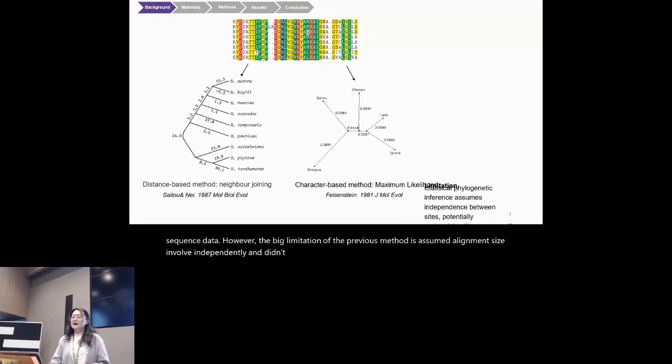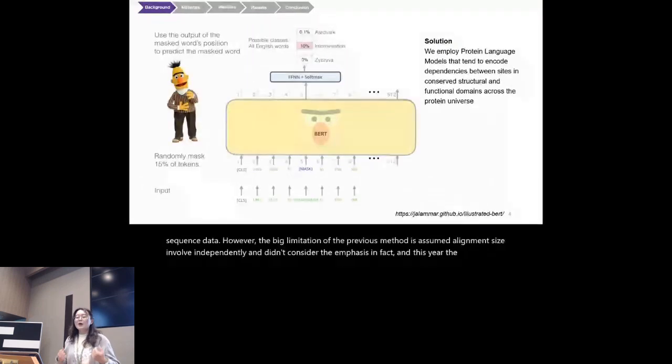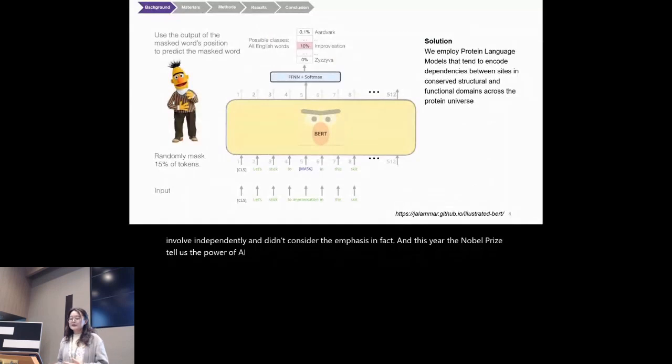And this year, the Nobel Prize tells us the power of AI, and we want to use the power of AI to address this issue. So we consider the protein language models. When training the models, we randomly mask 15% of the tokens, and then the model is asked to predict the masked token given the surrounding environment. In this way, we learn how to capture the interaction of the columns.